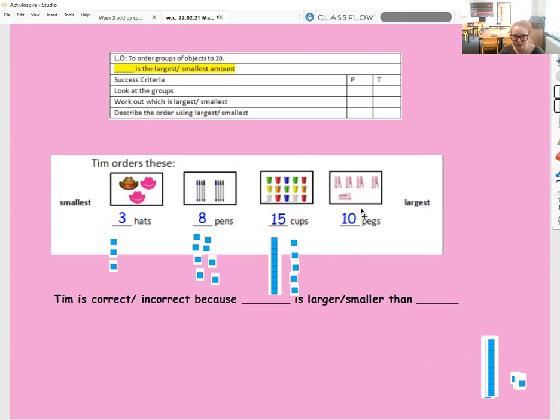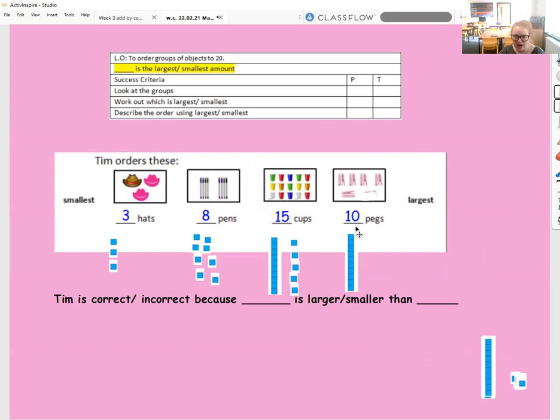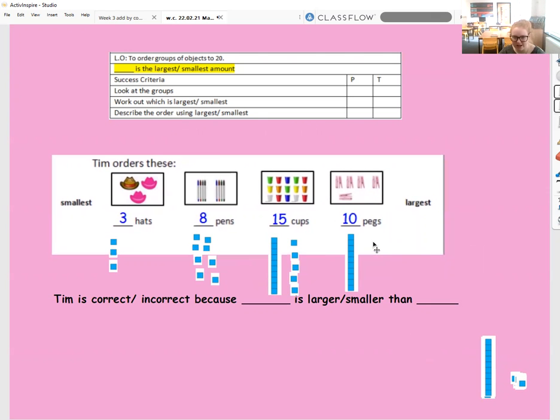Fantastic. And last number, there are 10 pegs here. In 2-digit numbers, the tens come first. How many tens are there? There is 1 ten, followed by how many ones? How many ones are there in this number? There are 0 ones. So here I've got all my numbers represented by Dienes, and we want to make sure that each number in order is larger than the number before it.